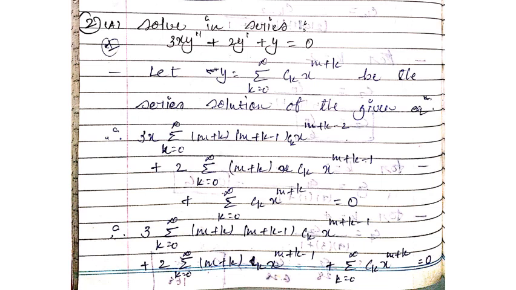Okay, now see all the steps. First step: you have to put all the values into the given equation. So 3x will be as it is. In place of y double dash, you have to put the value that we have found right now. Plus 2 as it is, again y dash, put its value, and plus y, again put its solution. It will be 0.